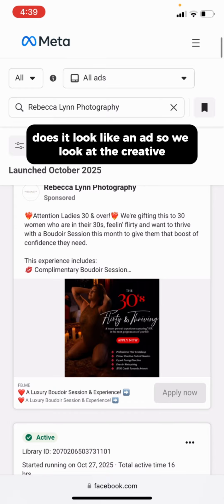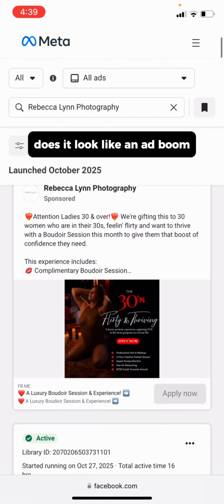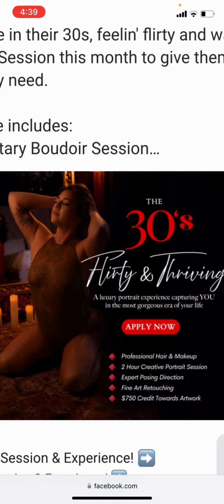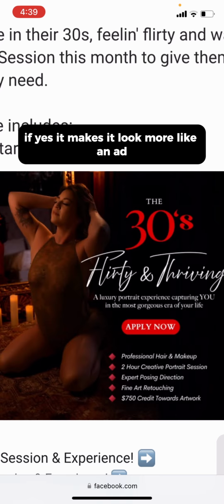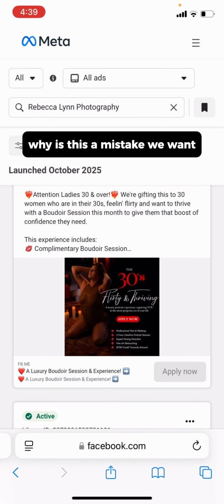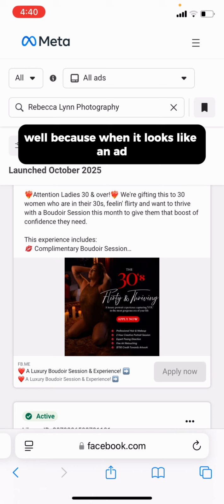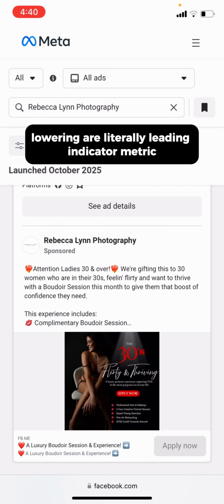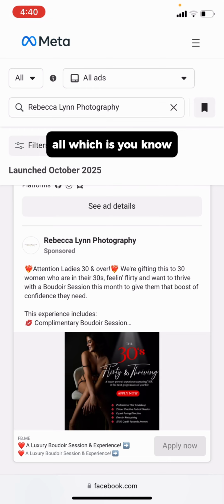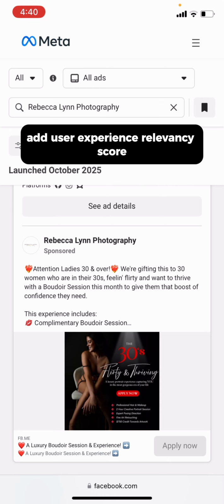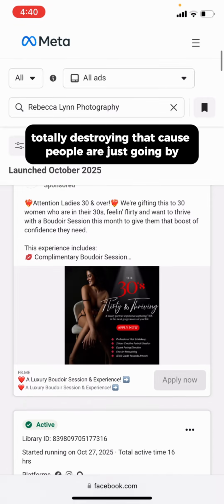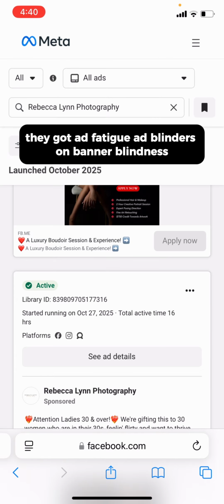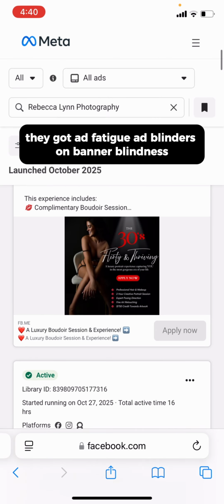Does it look like an ad? So we look at the creative. Does it look like an ad? Boom. Is there text on the creative? If yes, it makes it look more like an ad. Why is this a mistake? Well, because when it looks like an ad, more people scroll by, lowering our literal leading indicator metric, unique CTR all, which is the ad user experience relevancy score, totally destroying that because people are just going by. People don't want to be sold to. They've got ad fatigue, ad blinders on, banner blindness.